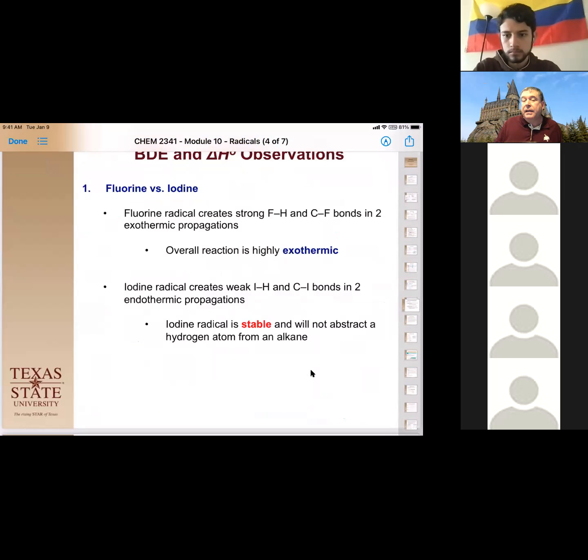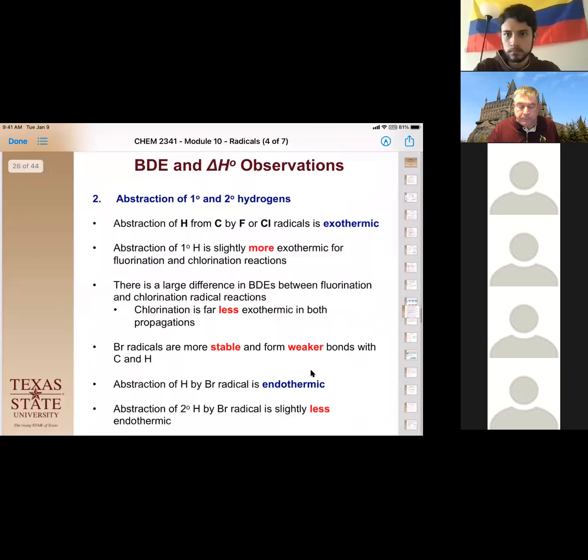Then we also saw that iodine didn't work at all, and it had a positive change in enthalpy. That positive heat of enthalpy says that it is an endothermic process, and therefore the iodine radical is more stable than trying to abstract a hydrogen from that alkane, meaning the reaction does not go. Okay, so that's the two extremes: the really exothermic and the endothermic, and that explains why they react. Okay, let's talk about the chlorine and bromine a little bit.